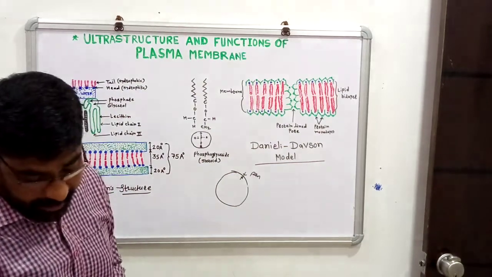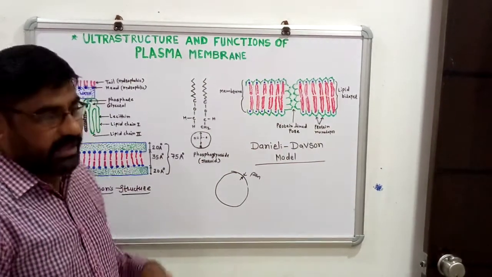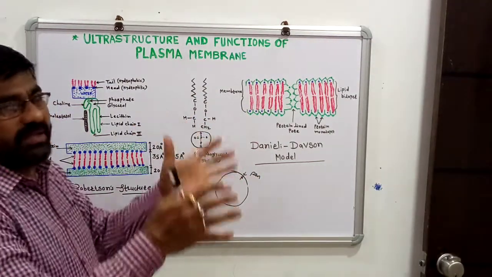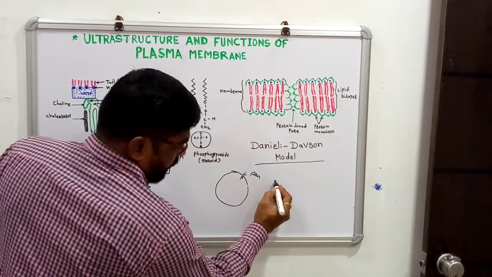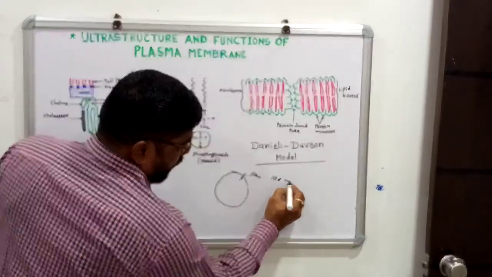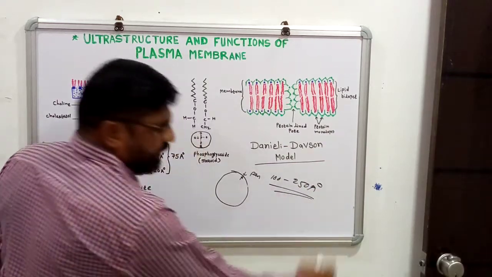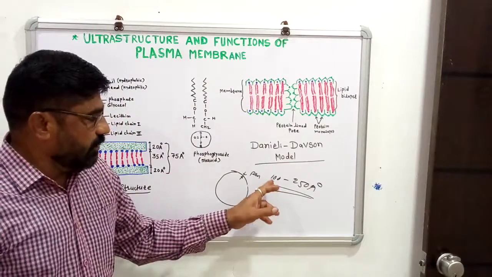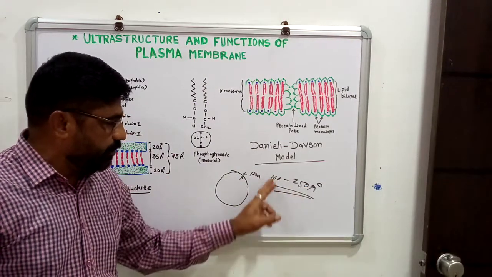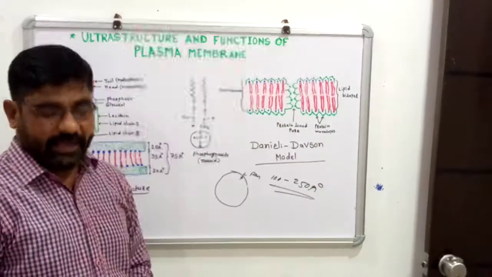The plasma membrane structure varies in various cells. Most of the cells have a plasma membrane thickness of around 100 to 250 angstroms. In general, most cells have a plasma membrane thickness of up to 100 to 250 angstrom units.